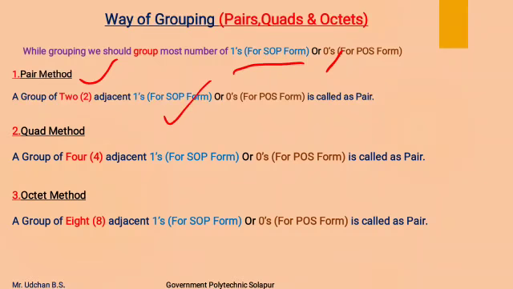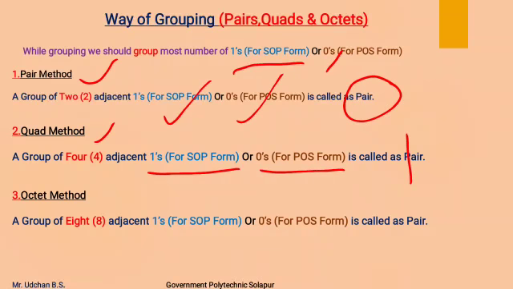for SOP expression, or a group of two adjacent zeros for POS expression is to be formed, which is called a pair. In the chord method, we can group the four adjacent ones for SOP expression, or we can group four adjacent zeros for POS expression. Here it is written as pair by mistake. Actually here we have to write chord.